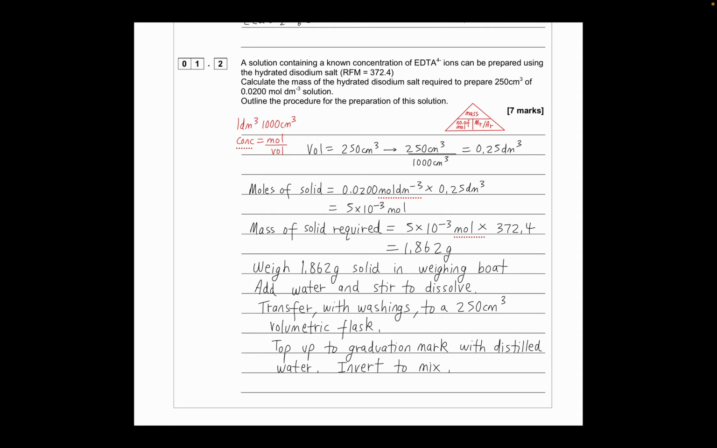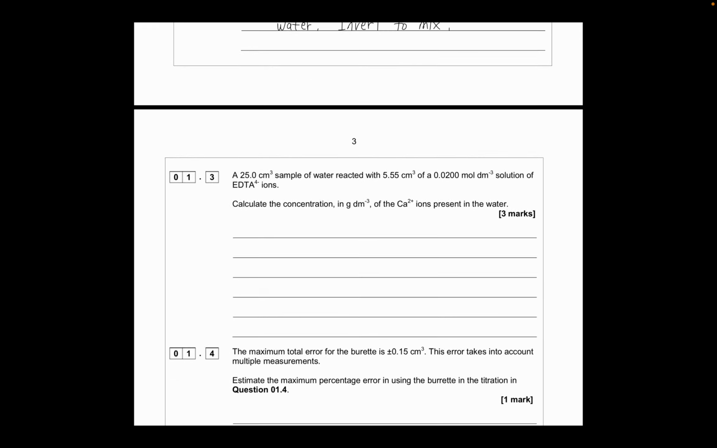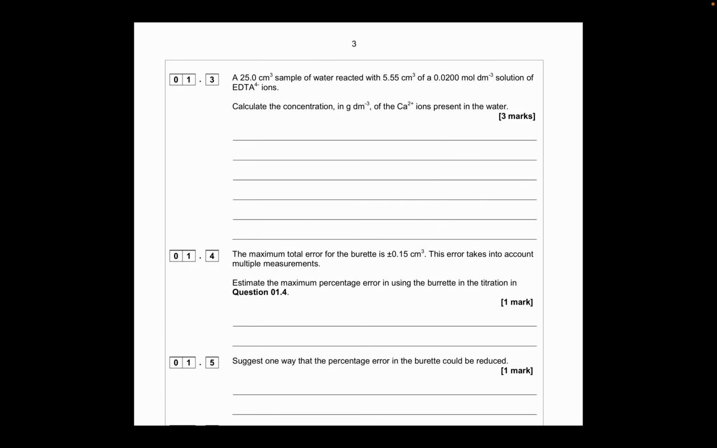All right, let's move on to the next question. Okay, so the next question is a 25 centimeter cubed sample of water is reacted with 5.55 centimeter cubed of a 0.0200 mole per dm cubed solution of EDTA4- ions. You're going to calculate the concentration in gram per dm cubed of the calcium ions that are present in the water. So how we're going to do this is, again, we're just going to insert the formulas.